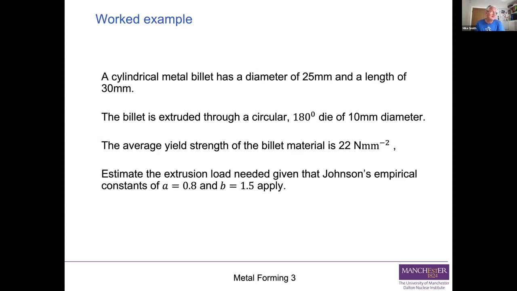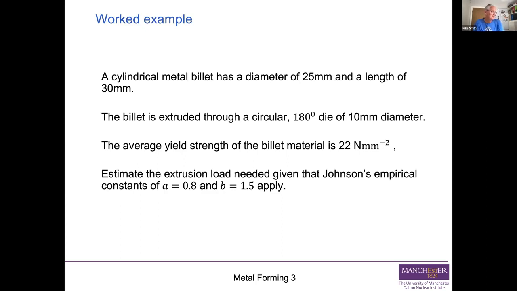Okay, let's have a worked example. So we're going to start out with a cylindrical metal billet. That cylindrical metal billet has got a diameter of 25 millimeters and a length of 30 millimeters. So that means we know enough to calculate A naught and L naught. And we're extruding it through a circular 180 degree flat die of 10 millimeter diameter. So that 10 millimeter diameter allows us to calculate AE. So that means we know everything about the shape of this. We can work out A naught, L naught, and AE.